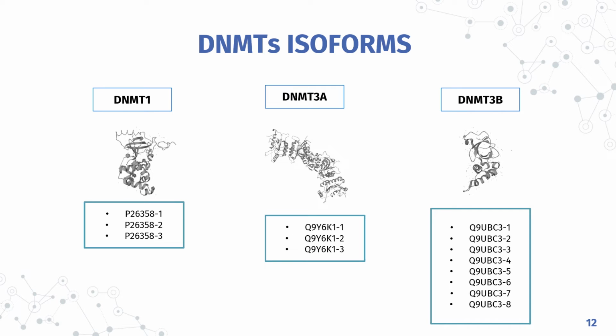In this slide, we can see the isoforms of each of the DNMTs. DNMT1 has 3 isoforms. The first 2 have the same domains as DNMT1, and the third does not have the DNMT1 binding domain. DNMT3A also has three isoforms. The first two share the same domains and the third has no domains. And finally, DNMT3B has 8 isoforms, of which the first 4 share the same domains as DNMT3B.